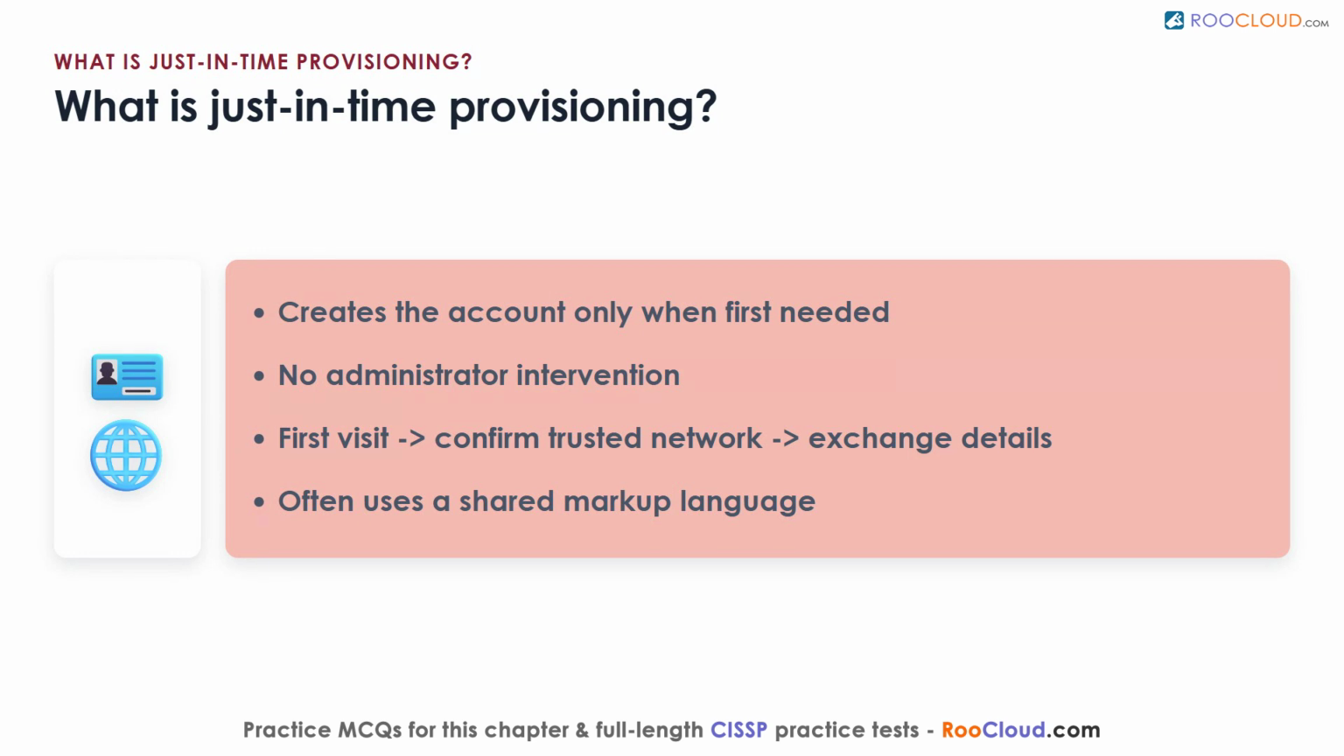Say a company contracts a third-party benefits portal. Rather than pre-creating an account for every employee, the system waits. The first time an employee visits the portal, it confirms they are logged into a trusted network, then exchanges details like name and email to create the account on the spot, often using a shared markup language for that handoff. Picture a conference badge that prints itself the instant you walk up, instead of someone preparing thousands in advance.